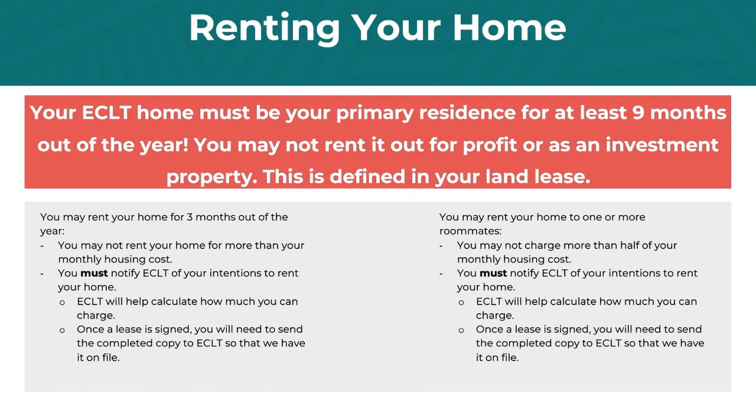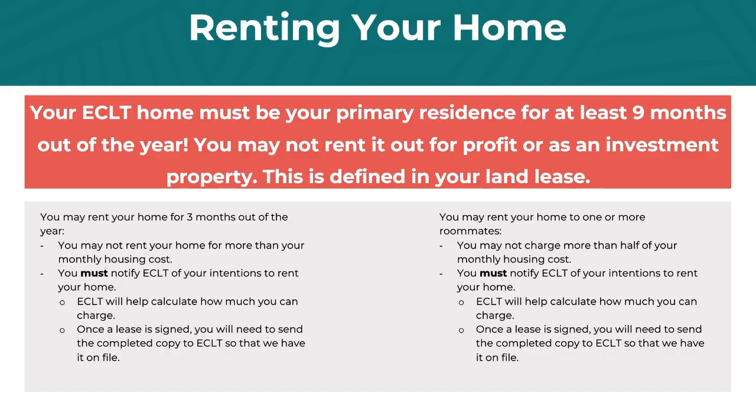So for renting your home, to be very clear, your ECLT home must be your primary residence for at least 9 months out of the year. You may not rent it out for profit or as an investment property. This is very clearly defined in your land lease. So what it means when we say that it must be your primary residence for at least 9 months out of the year is that you may rent your home for up to 3 months out of the year. That means your home in its entirety.